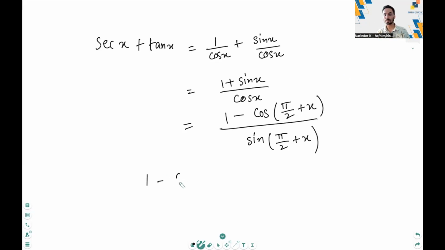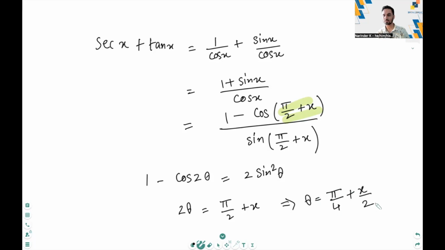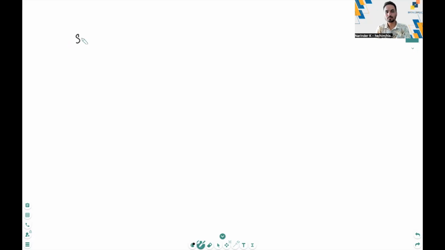Now, we know that 1 minus cos 2 theta equals 2 sine square theta. If I replace 2 theta by pi by 2 plus x, that means theta equals pi over 4 plus x over 2. So we can write sec x plus tan x as the numerator will become 2 sine square theta, which is pi over 4 plus x over 2.